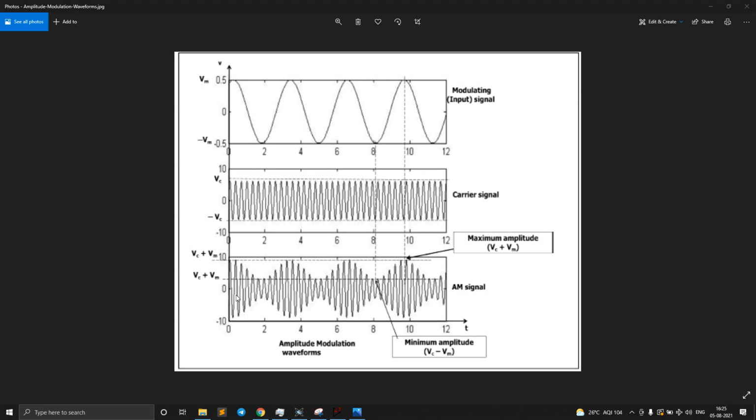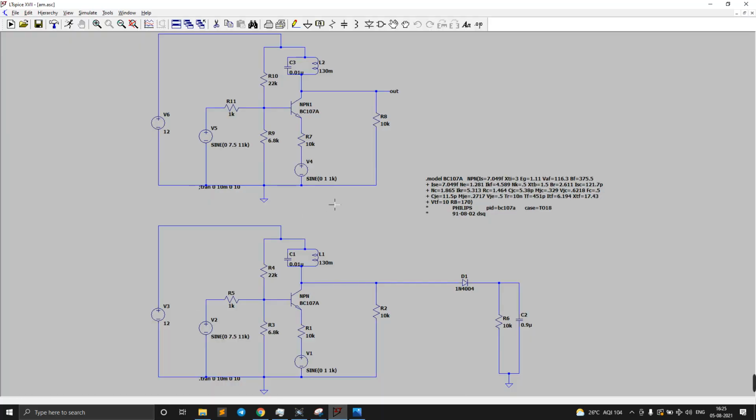That means basically this is the carrier signal; its amplitude will decrease with respect to this one, and it will increase with respect to this one. And we have s(t) equal to Ac into 1 plus Ka m(t) cos(2 pi fc t). This will be in the description, where Ka is the amplitude sensitivity of the modulator. Now we can see the maximum amplitude will be Vc plus Vm and the minimum will be Vc minus Vm. Okay, let's see the simulation of these terms.